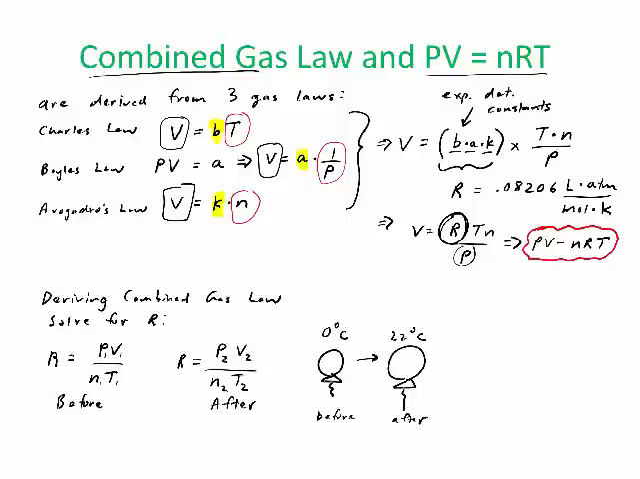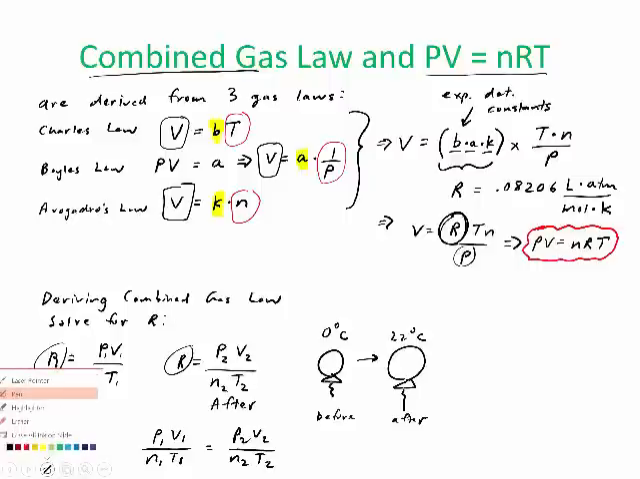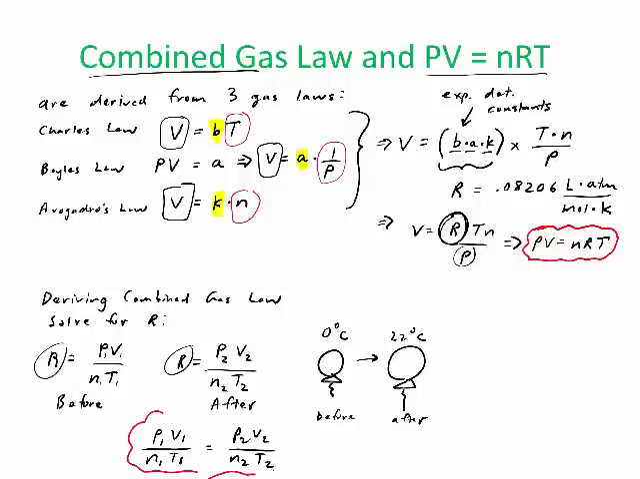Since they both equal R, you could set them equal to each other, and you'll get the following: P1 V1 over n1 T1 equals P2 V2 over n2 T2. This is the combined gas law, and we use this for before and after situations.